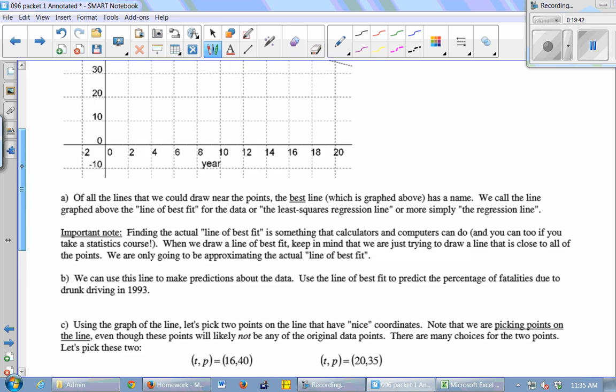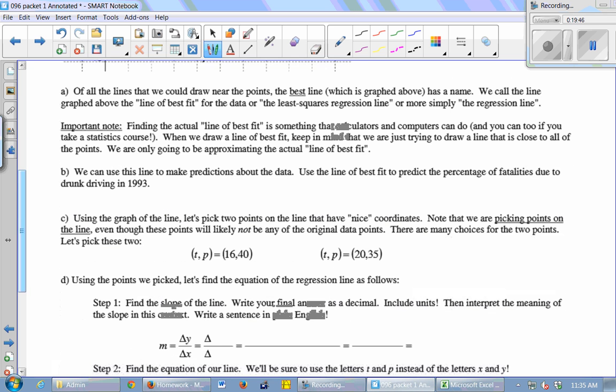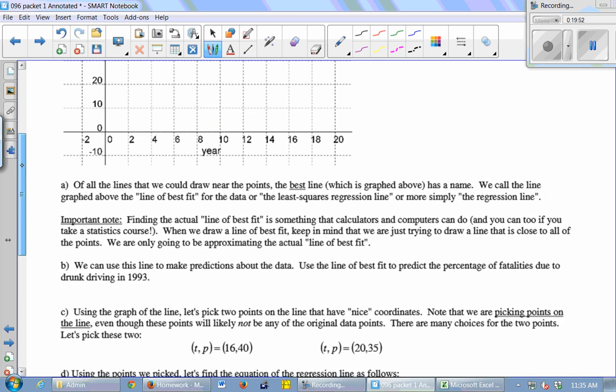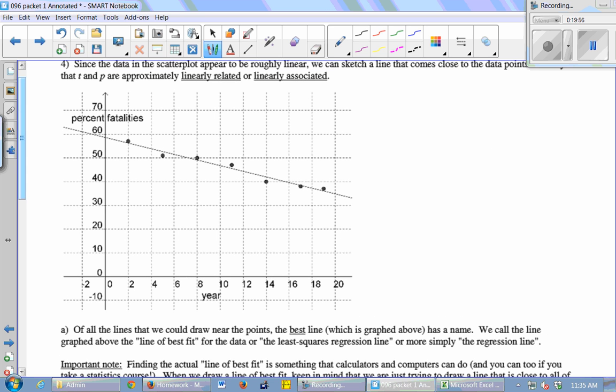So our line of best fit, I would like to use to predict the percent of fatalities due to drunk driving in 1993. So 1993 is what T value? How many years after we started counting in 1980? So 1993 is equivalent to t equals 13.